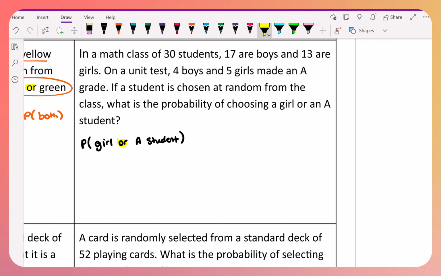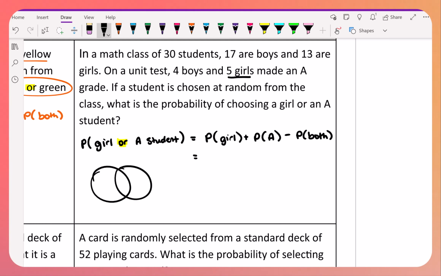Since this is an or situation, I can use a formula. So I can go ahead and do the probability of a girl plus the probability of getting an A on the test, and I could subtract the probability of getting both. Do I have that possibility? Can I have a girl make an A on the test? Absolutely. It actually said that we have 5 girls make an A on the test. So this one does have overlap. So we have girls, and we have making an A, and I have that overlap. If you do not subtract the probability of both, you're going to repeat all of these outcomes that are shared, and it's going to give you the wrong probability.